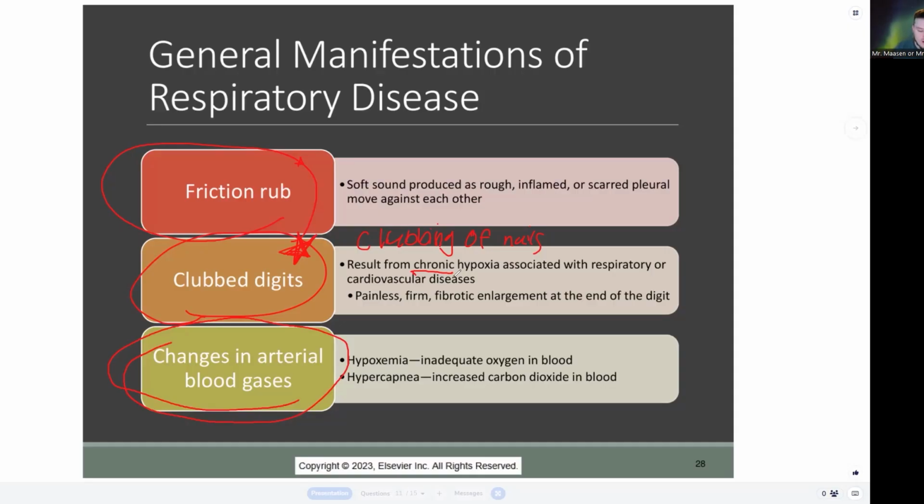If it's just a one time acute lung disease like pneumonia or a severe viral infection, you're not going to see clubbing of digits, clubbing of the nails. But with someone with chronic low levels of oxygen, from respiratory and even cardiovascular diseases like congestive heart failure, you can also see this in heart diseases. It's basically an enlargement of the end of the fingernails usually.